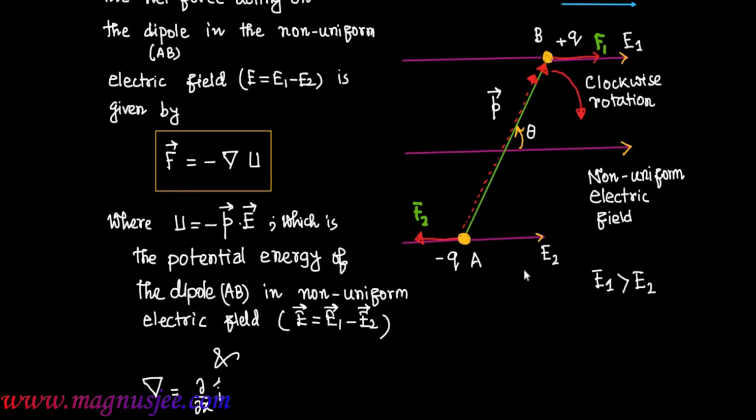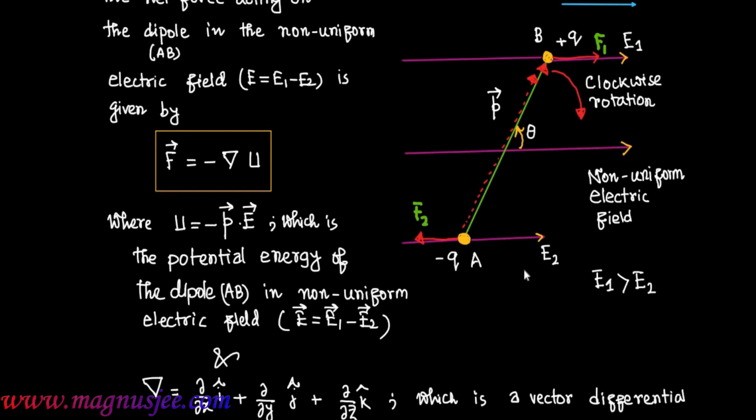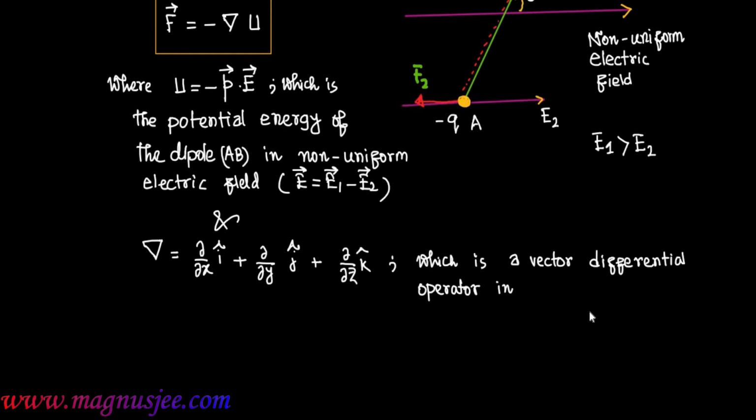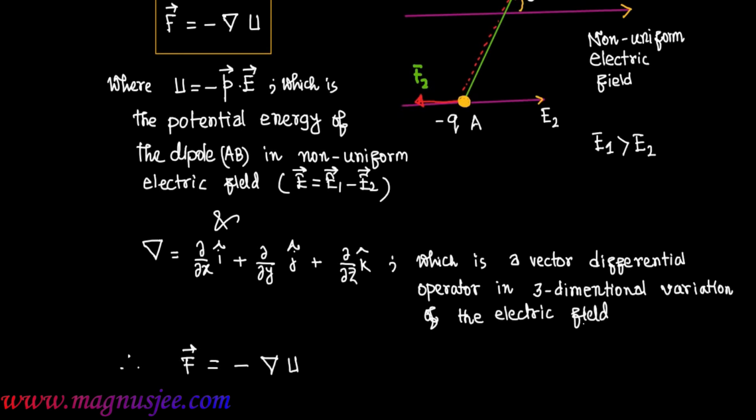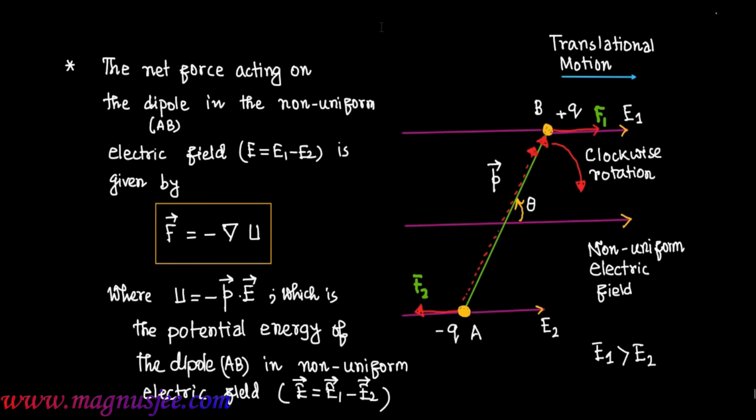Where del or nabla equals del/del x i cap plus del/del y j cap plus del/del z k cap, which is a vector differential operator in the three dimensional variation of the electric field, or the non-uniform electric field. Del or nabla is a vector differential operator. Therefore, vector F, which is the electrostatic force, is equal to minus del U.